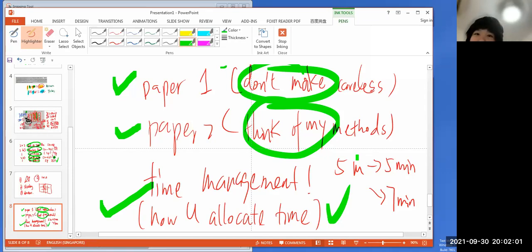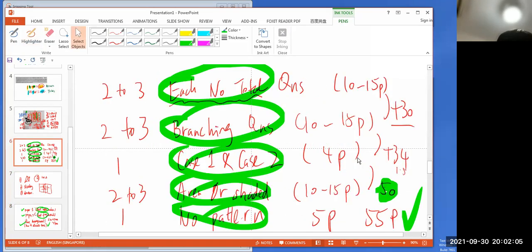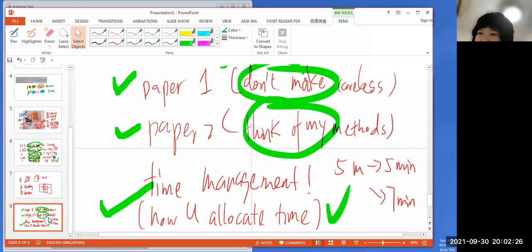So basically you already have the methods in your pocket already, 5 of them. No, I don't. Huh? My pocket is empty. Each number total, put it in. Branching, put it in. Case 1, case 2, put it in. Area or shaded, put it in. Number pattern, what's the formula?